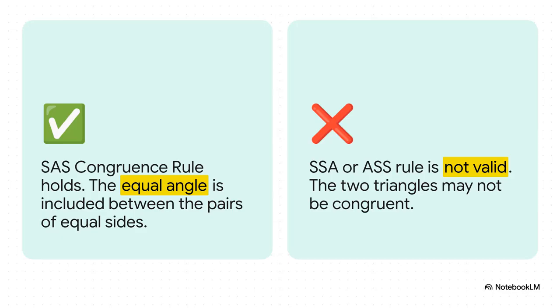Okay, listen up. This is a very important warning for your exams. SAS is your best friend, but SSA, or side-side-angle, that's a trap. If the angle is not included, if it's not between the two sides, the rule doesn't work. Look at the slide. SAS gets a nice green tick, but SSA gets a big red cross. So remember, never, ever use this in a proof.